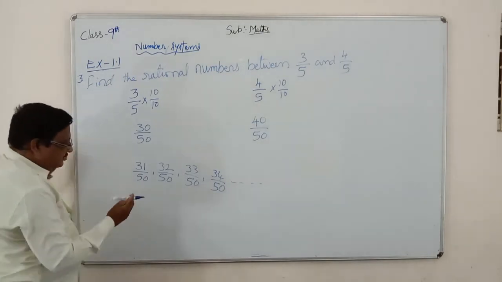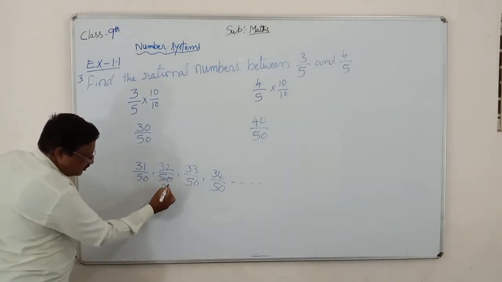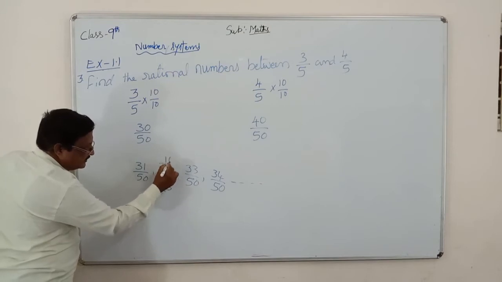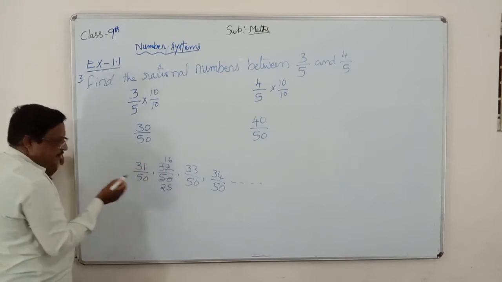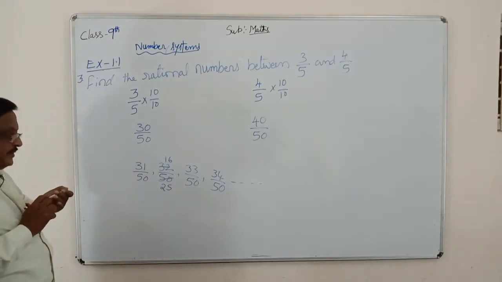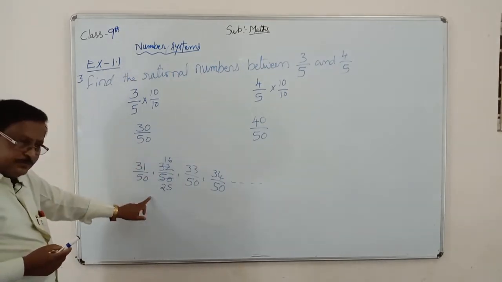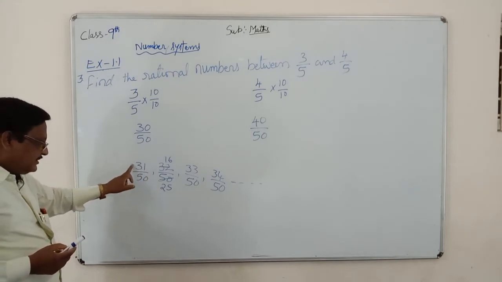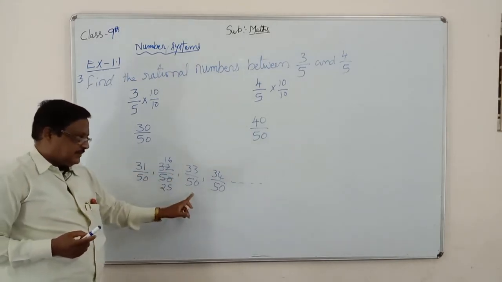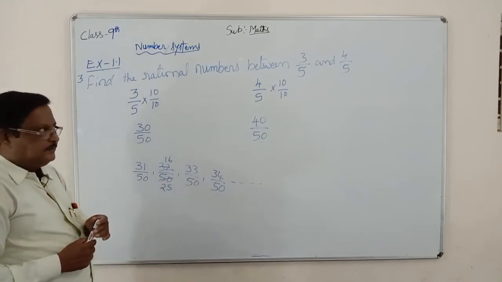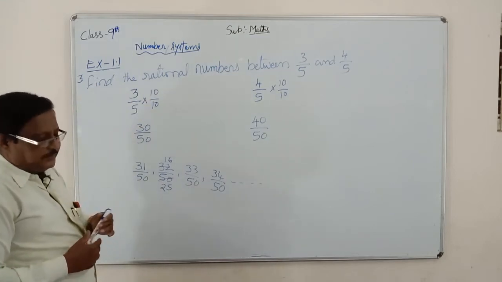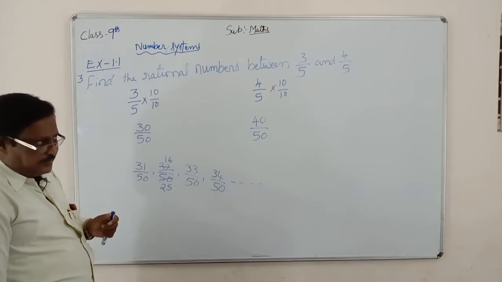Here next, 32 by 50 can be cancelled: 2 twos are 4, 2 fives are 10, 2 ones are 2, 2 sixes are 12. This is also the simplified form of 32 by 50. You write this one also. Very simply, 31 by 50, 32 by 50, 33 by 50, 34 by 50, like this. You write this. These are the rational numbers in between 3 by 5 and 4 by 5.